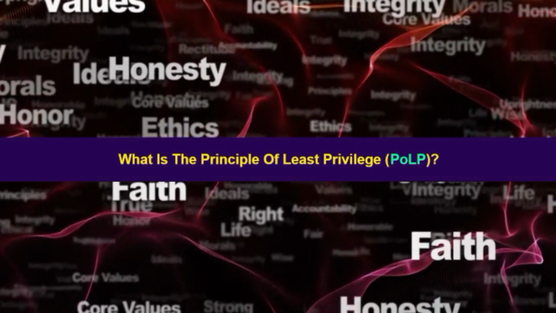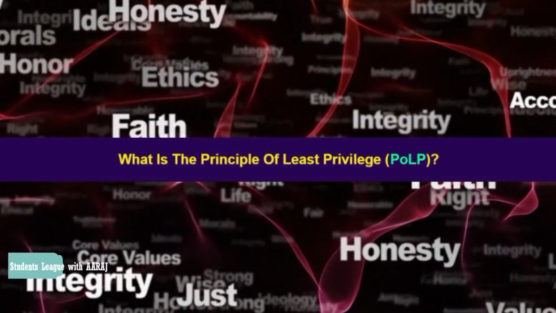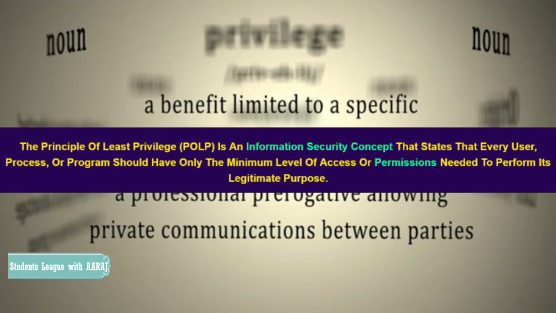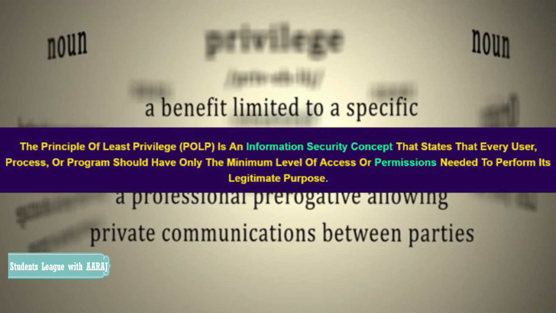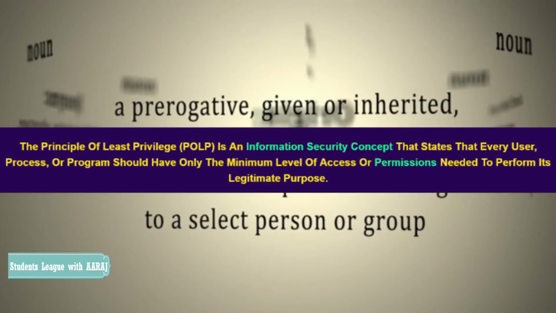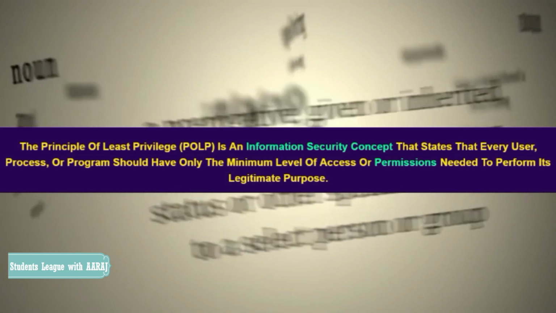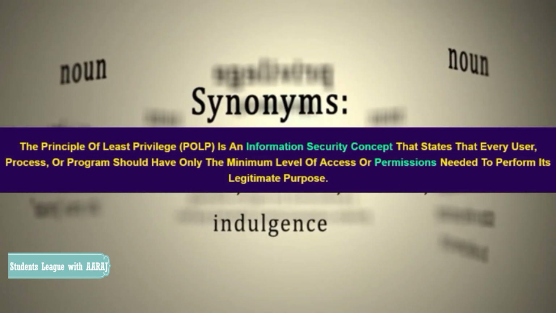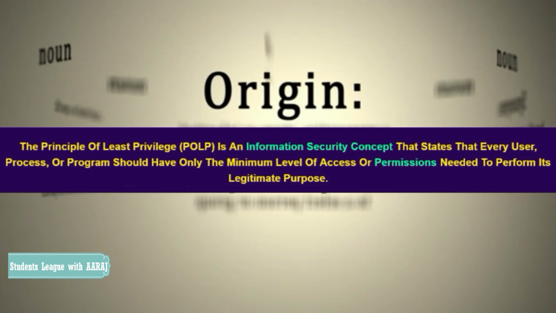What is the principle of least privilege, POLP? The principle of least privilege, POLP, is an information security concept that states that every user, process, or program should have only the minimum level of access or permissions needed to perform its legitimate purpose.